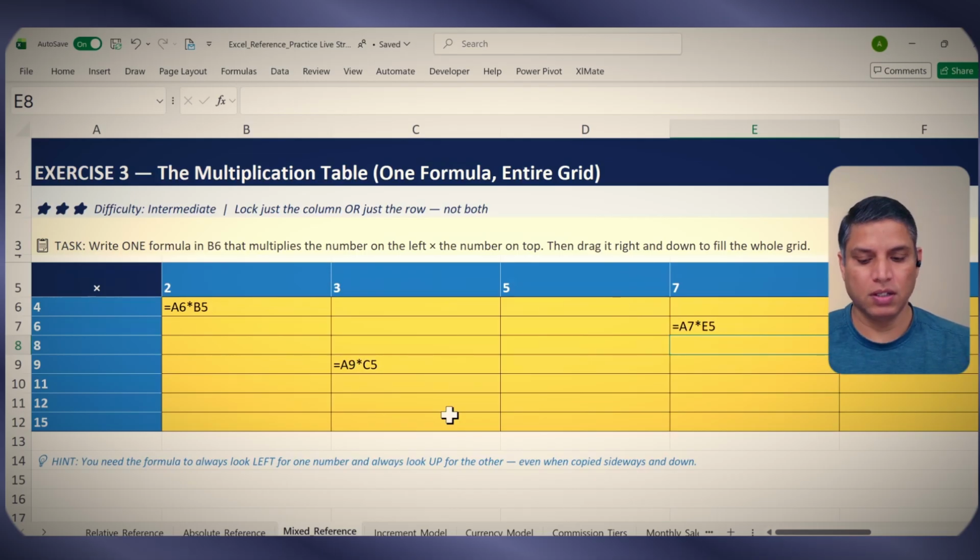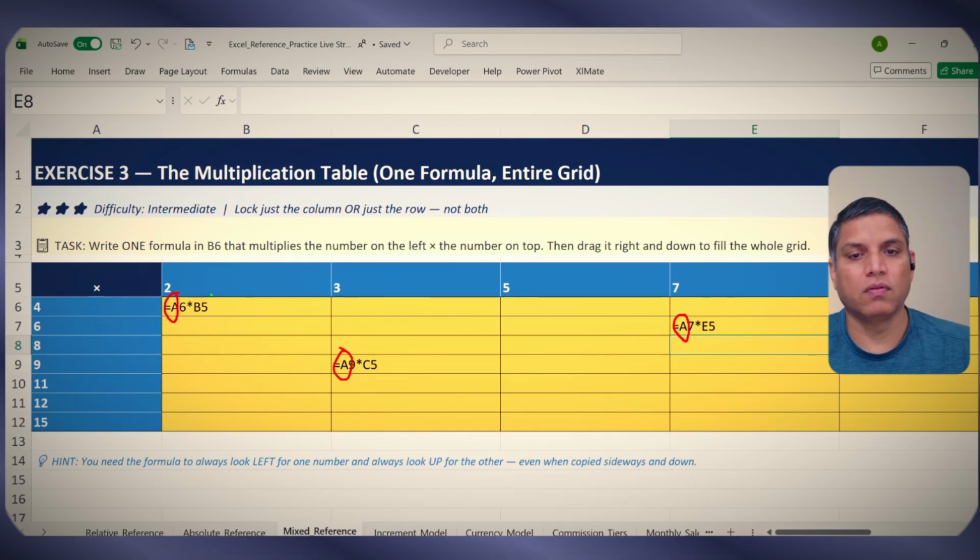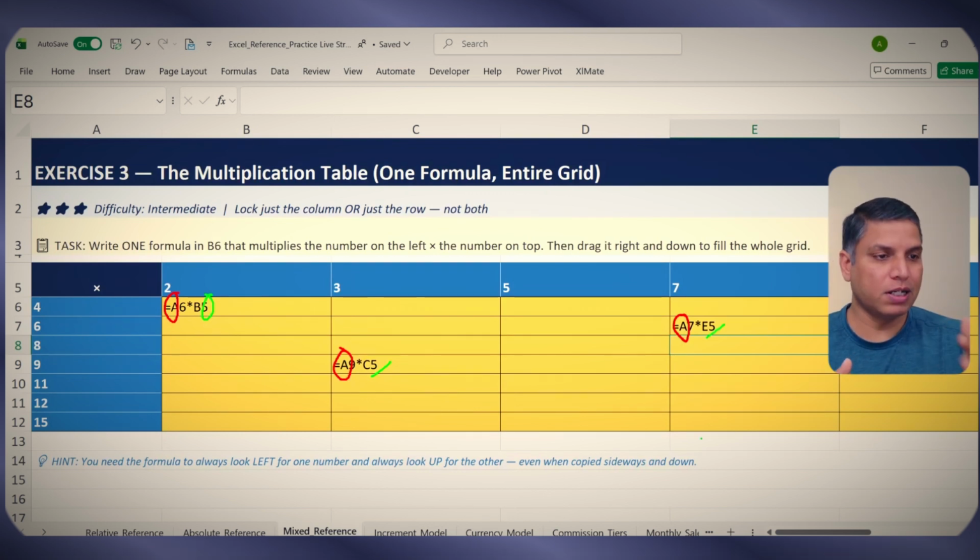Now in these formulas, what is common? Let us understand that part. The common thing is A, and A. That's one of the common things. The second common thing is 5, 5, and 5. So whatever is common between multiple samples of the formulas, you need to fix that part. You need to put dollar before that part. That's the simplest way to understand where to put the dollar.